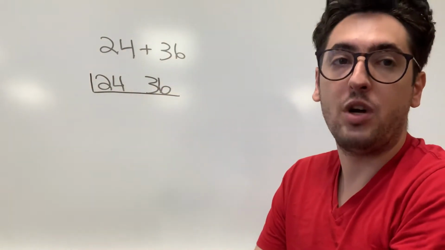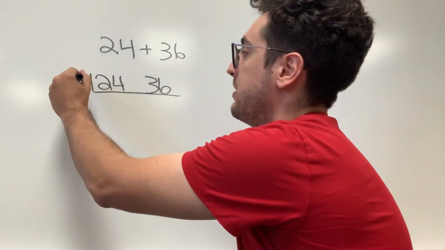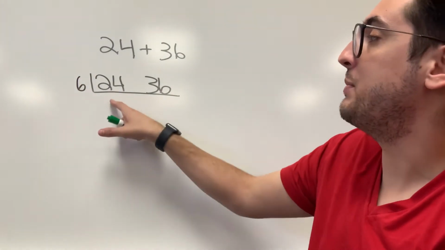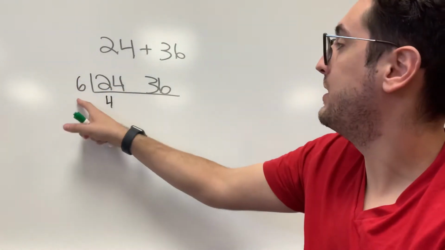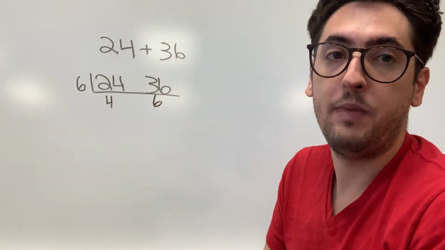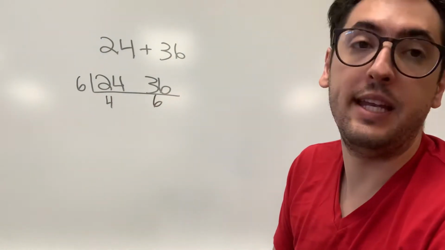And I'm going to go ahead and draw my upside down L and start factoring. In this case, I'm going to go ahead and factor a 6 out because I know 6 times 4 is 24, and I know 6 times 6 is 36. Now, as always, I got to look at my bottom row and think, can I keep going? In this case, yes, I can.